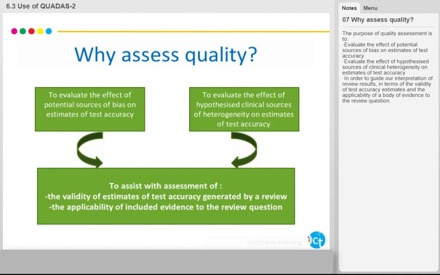The purpose of quality assessment is to evaluate the effect of potential sources of bias on estimates of test accuracy, and to evaluate the effect of hypothesized sources of clinical heterogeneity on estimates of test accuracy. This is in order to guide our interpretation of review results in terms of the validity of test accuracy estimates and the applicability of a body of evidence to the review question.